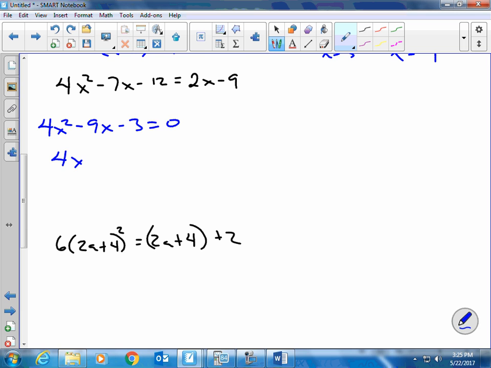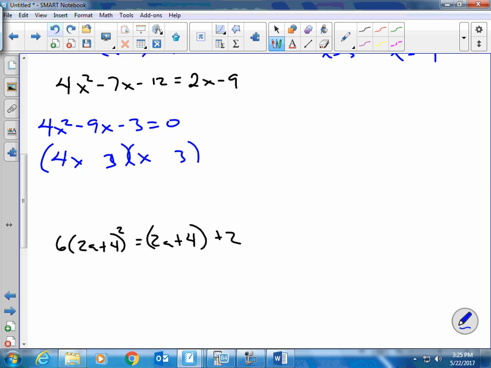Let's try factoring. So my factors of 4x squared are 4x and x. Factors of 3 are 3 and 1. So let's try a 3 here and a 1 here. I get 12 and 1. 12 and 1 does not give me 9. It gives me 11. So let's switch. Let's put a 3 here and a 1 here. And I get 4 and 3.